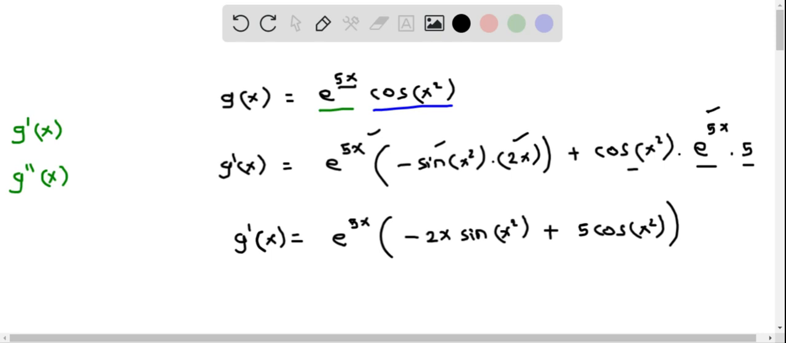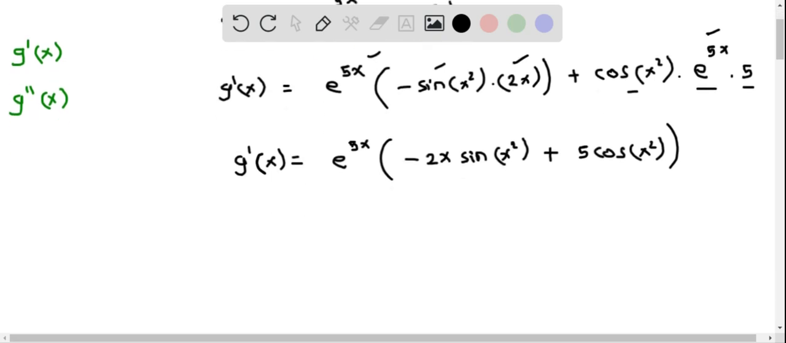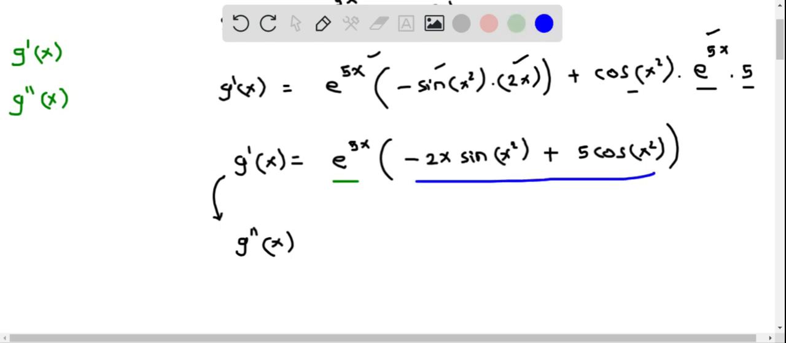Now we find the second derivative of g, that is we find the derivative of g prime of x to get its second derivative, that is g double prime of x. And once again we can apply the product rule here, that is I'm going to consider this e power 5x as the first function, and then this one, negative 2x sine x squared plus 5 cosine x squared, this expression I'm going to consider as the second.